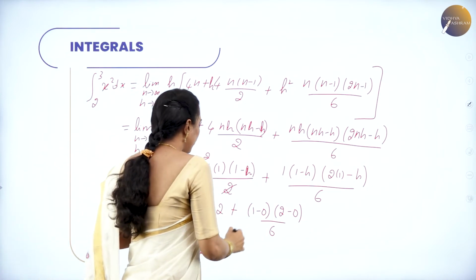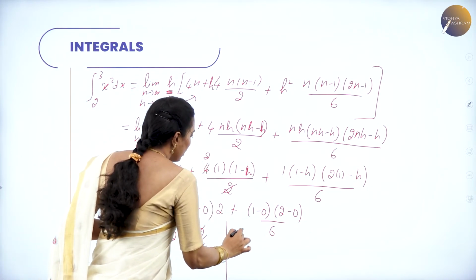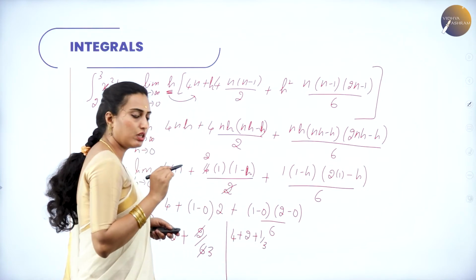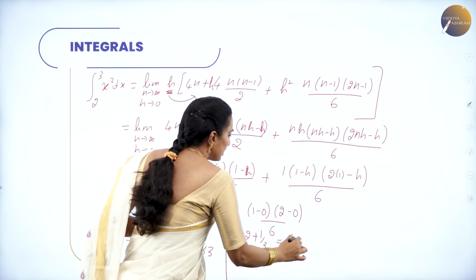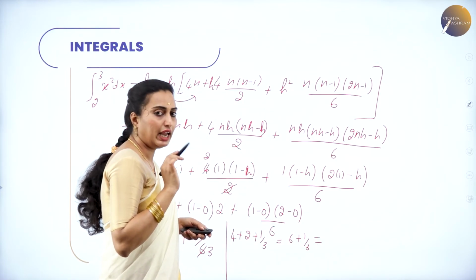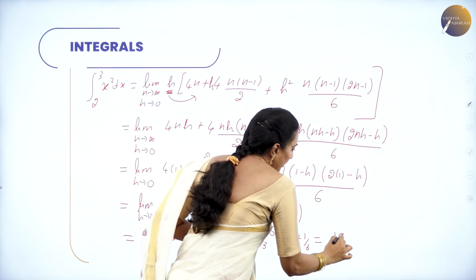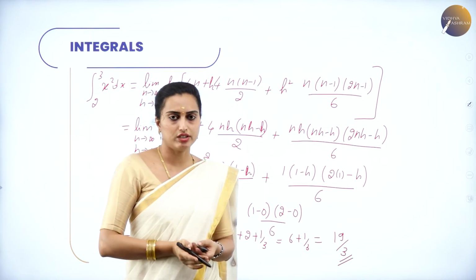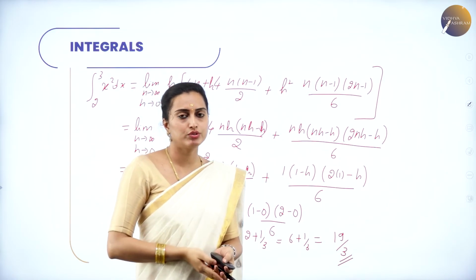So therefore, the final answer you are going to get is 4 plus 2 plus 1 by 3. Now 4 plus 2 is nothing but 6 plus 1 by 3. 6 plus 1 by 3. So the answer you are going to get, 3 6s are 18, 18 plus 1 is 19 divided by 3. And this is your final answer for this question. I hope you understood these steps.